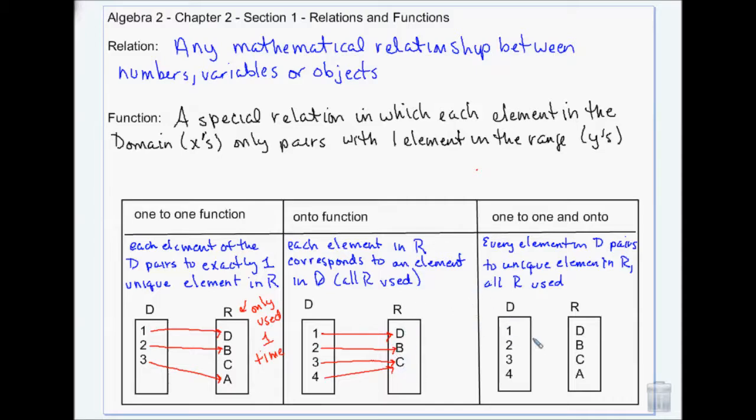And then if it's both one-to-one and onto, every element from D goes to a unique element in R, so there's no repeats for the R, and they're all used up. So we have no repeats and all used. And here we just have all used.